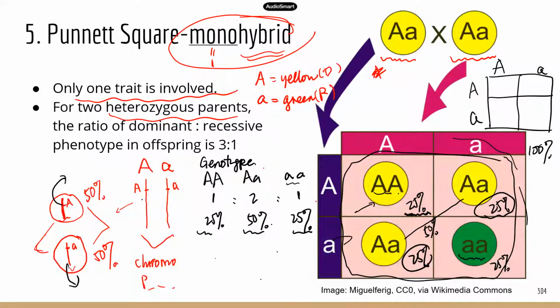Now, again, I want to point out we're looking at genotype, right? Because some of you probably saw this 3 to 1 ratio and you might say, that's not right, this should be 3 to 1. But keep in mind here, 1 to 2 to 1 is the genotypic ratio. And over here, that's the phenotypic ratio. Right? So now let's look at the phenotypic ratio.